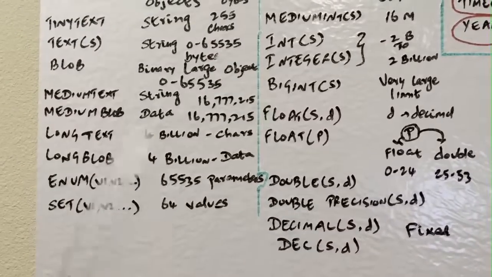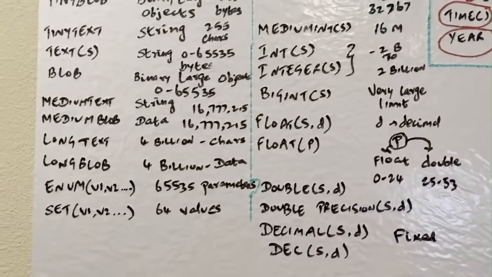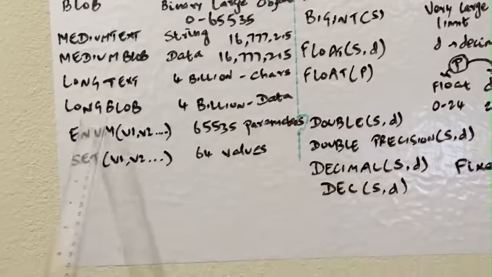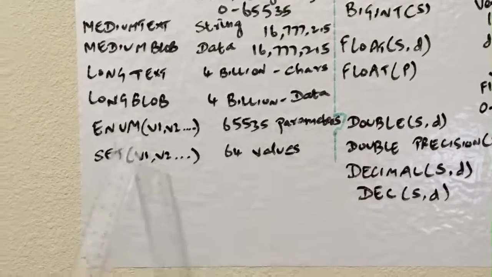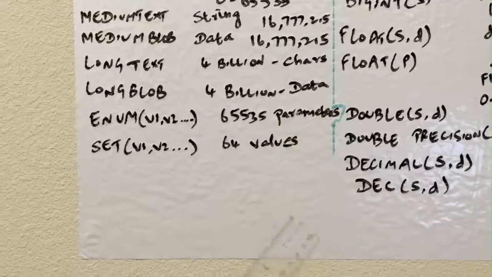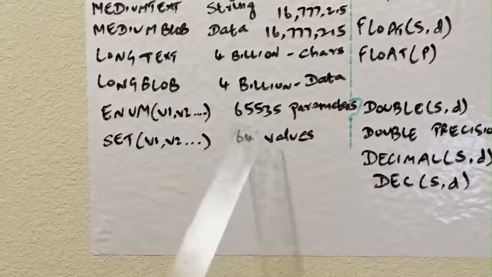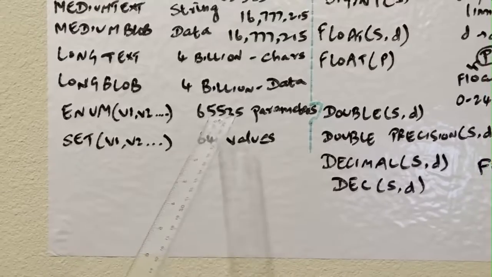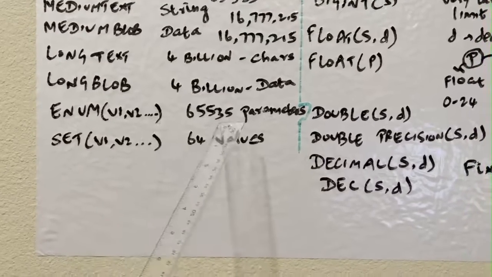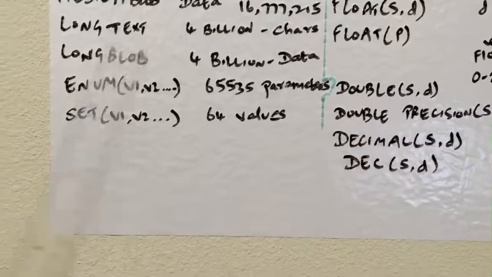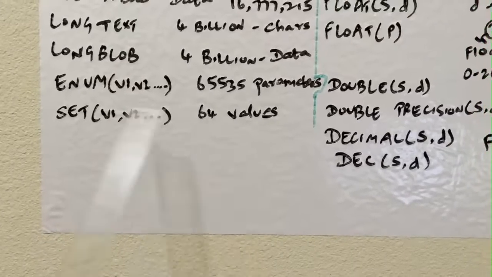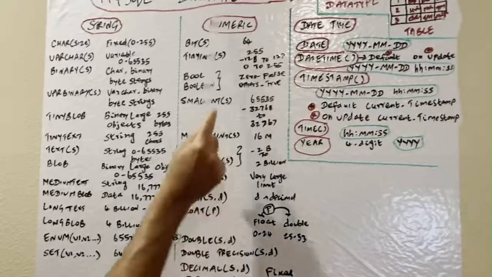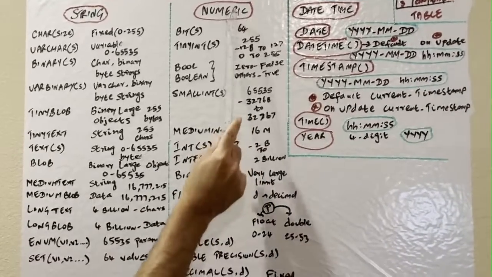So MySQL has a lot of different types, this is a good positive thing about MySQL. Longtext, 4 billion. Longblob, 4 billion. Enum is like the Java enumerated, fixed things you group together, up to 65535 values. This can have V1, V2, up to V65535. Set is a list, V1, V2 values, up to 64 values. MySQL has a set data type. These are all string. Let's talk about numeric.